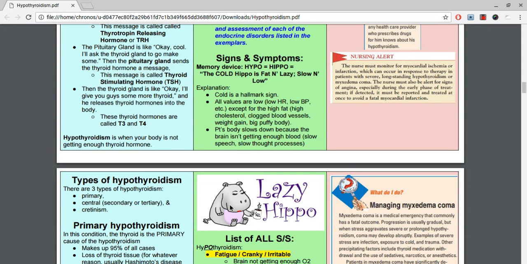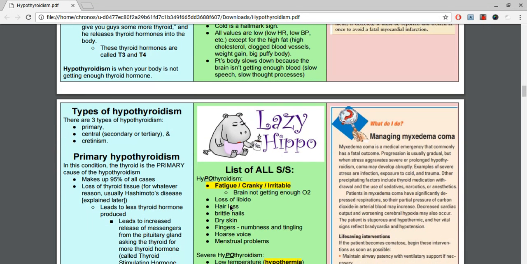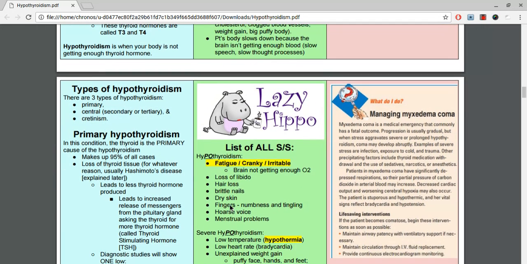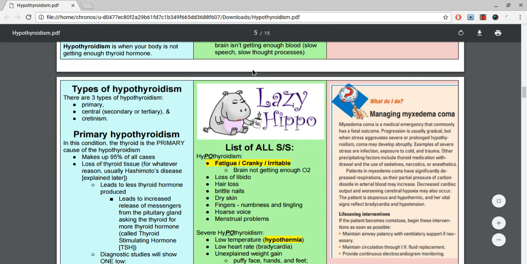The patient's body is going to slow down because the brain isn't getting enough blood. Remember what I said, that the values are going to be low, including the low heart rate and the low blood pressure. What that does is decrease the perfusion in the body, and less perfusion means less oxygenated blood to important organs like the brain. So think about it: when the brain doesn't get enough oxygen, what's going to happen? You're going to have symptoms of that. The patient's going to have slow speech and slow thought processes, okay? And that was the explanation of the mnemonic.